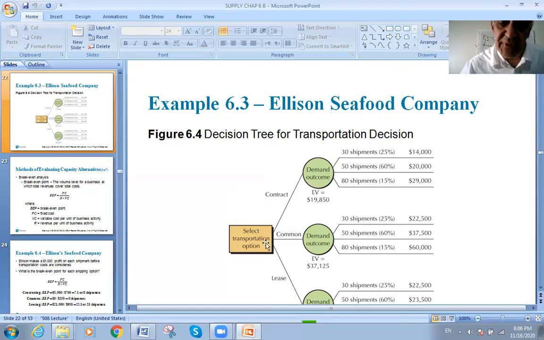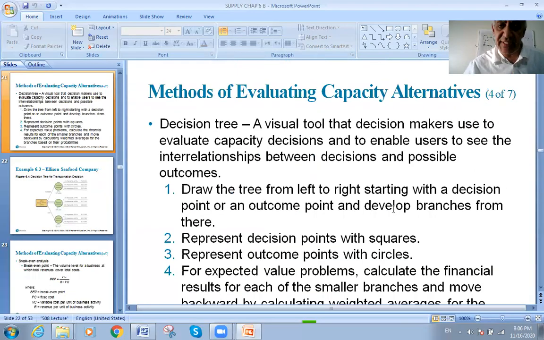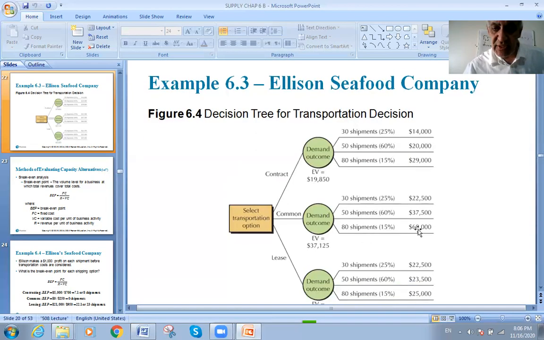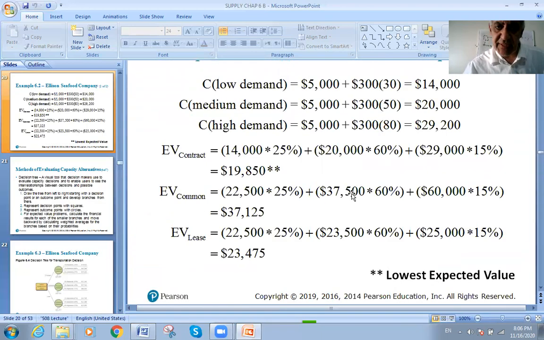The same thing which I did for the contract, I will do for the common. The common here is 22,500 by 25%, plus 37,500 times 60%, plus 60,000 times 15%. The same thing here.